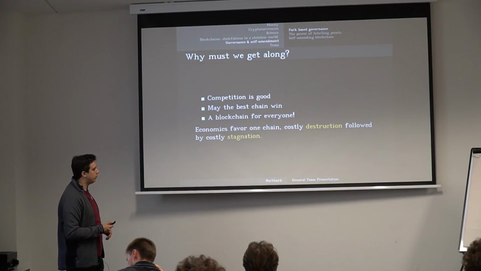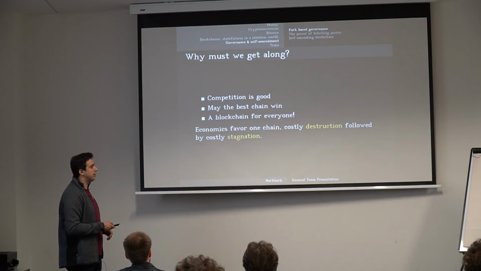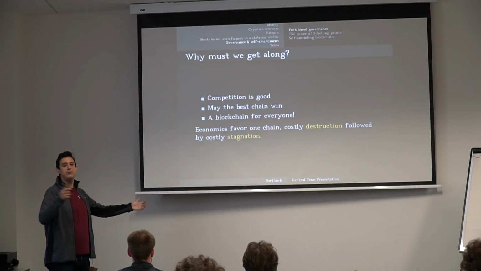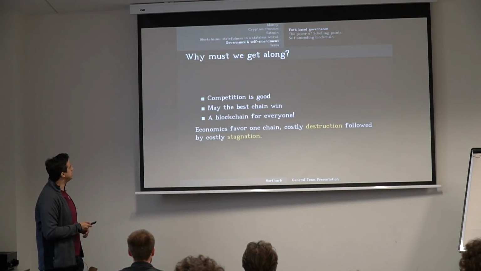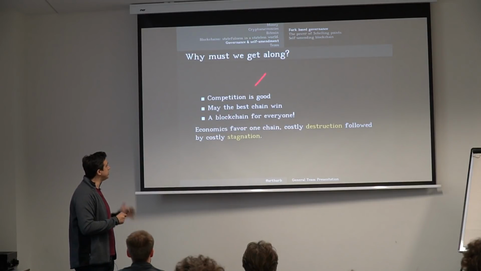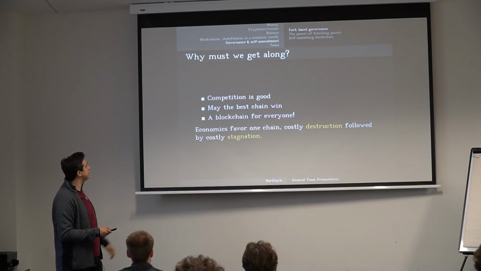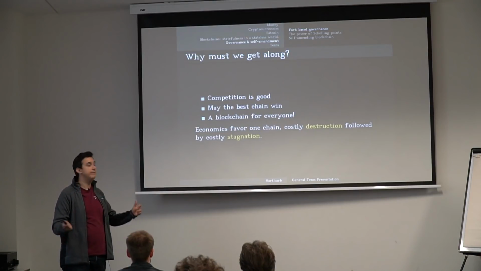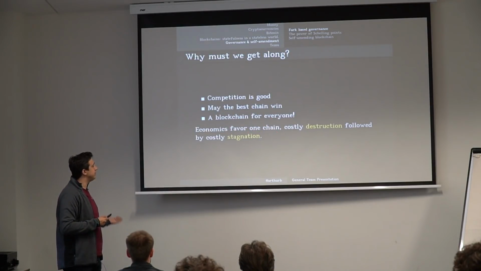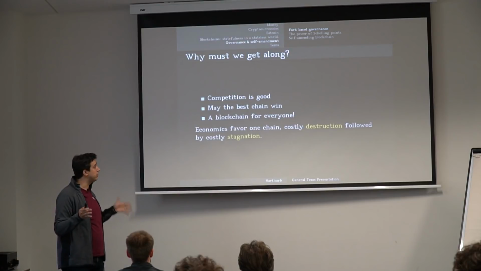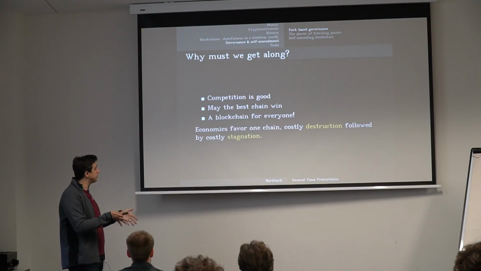So why does it matter that we agree? Why should we get along? Why not fork? Why not have many, many versions, and everyone who disagrees gets his own fork? Competition is good. The best chain will win. We'll get a blockchain for everyone. And the problem is that the economics favor one chain. It's just more economical to have one token on one chain.